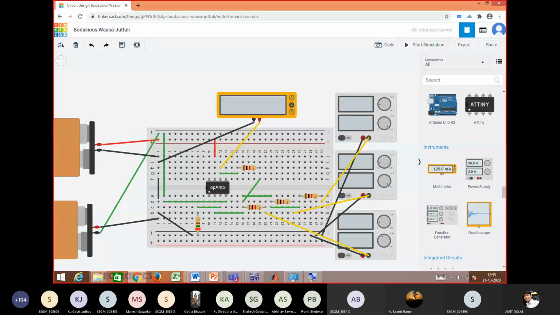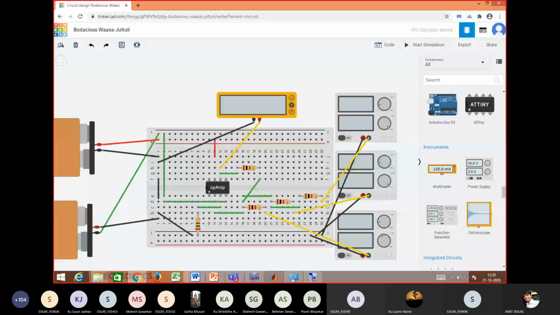I am saying -4, -4, -4 is V1, V2, V3 respectively. What will be the output? Tell me the value of the output. Calculate it at your end and tell me the value. 12. 12 volt plus or minus? Plus 12 volt.